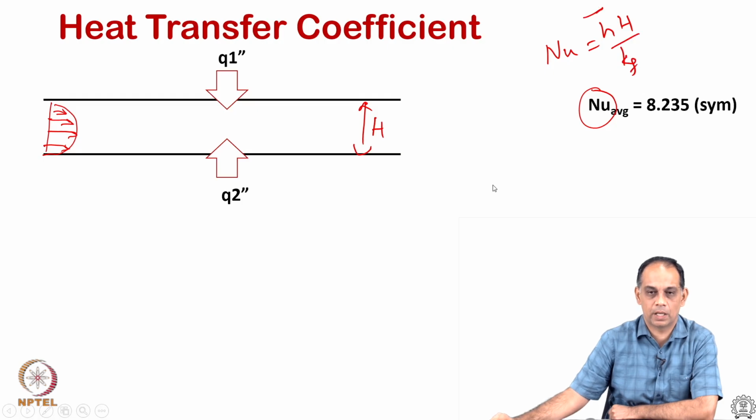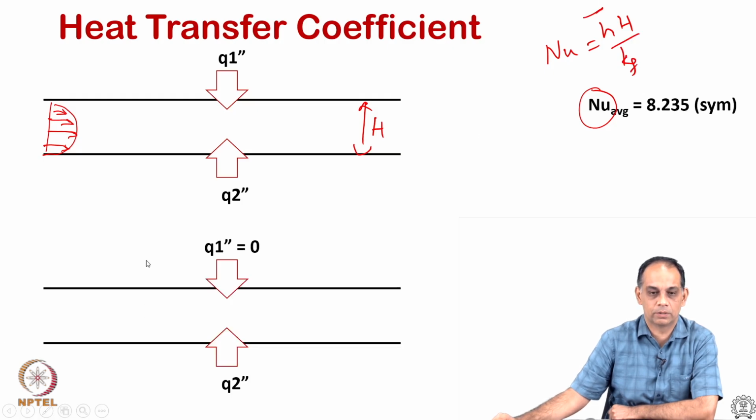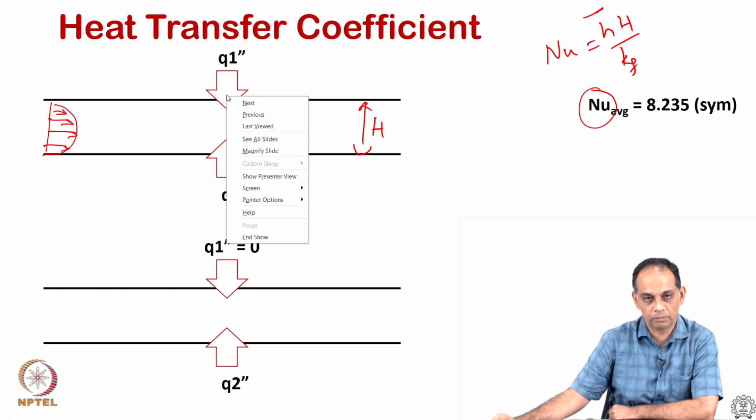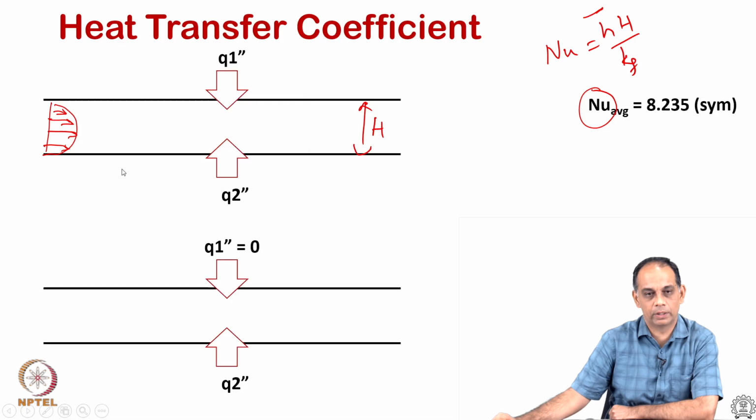So, what happens now if I make the situation different? I make the top wall flux 0, that is, now I have only one PCB, like a video card type situation. I have one PCB, but the top cover is not dissipating any heat, and for all practical purposes we will treat that as flux equal to 0 or adiabatic. So, what will happen to this average Nusselt number? Will it be half of this?